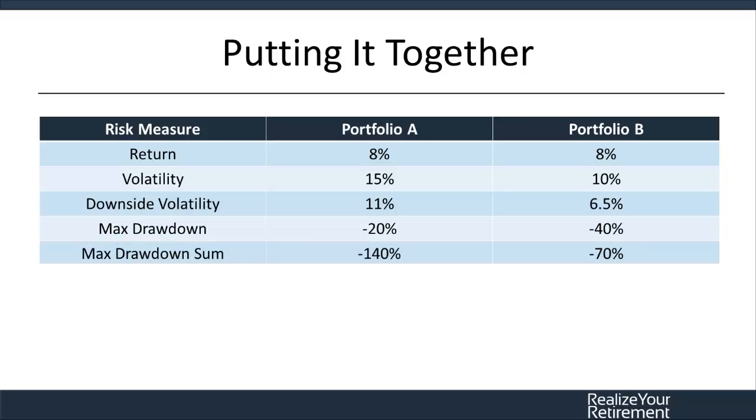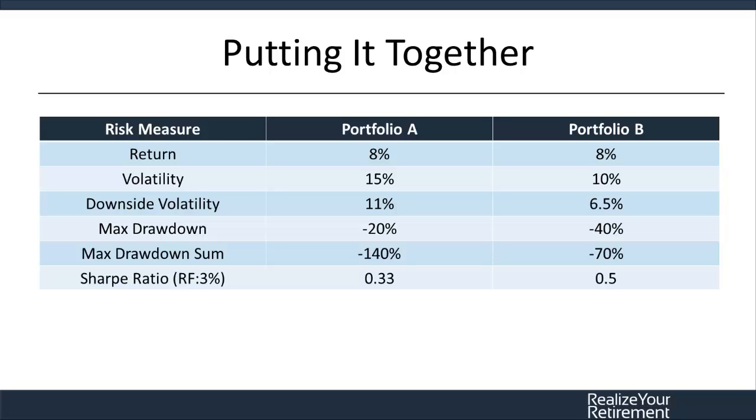So that brings us to max drawdown sum, and here we get the rest of the story about losses. While portfolio A has a smaller maximum drawdown of 20%, it seems to more consistently have losses in the portfolio, whereas portfolio B seems to have had one really big loss and then had smaller losses the rest of the time. So the one big loss may only occur under certain circumstances.